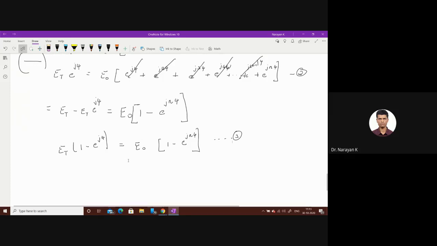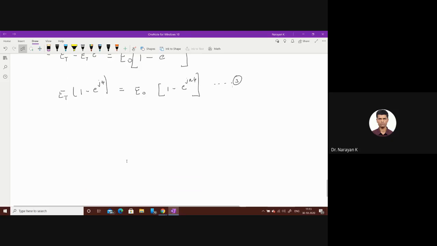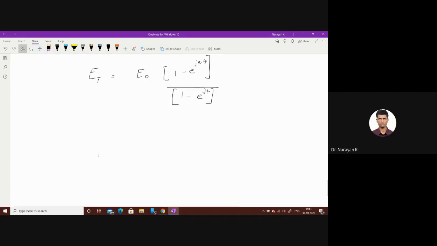This is a very big derivation, so you all have to be with me. So I can write E total as E naught times (1 minus e raised to the power j n psi) divided by (1 minus e raised to the power j psi). Okay. All of you are clear till this point? Yes, sir.